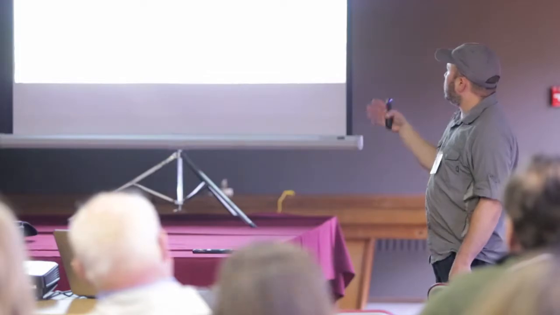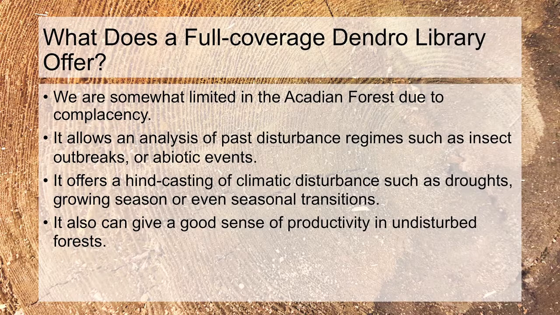But essentially, we're working towards this full spatial coverage, kind of tree ring library for the Maritimes. And once we kind of have something that's more complete, then we will be able to analyze that for past disturbances. We get hindcast, climatic disturbance. We can look at the productivity of the forest before disturbance really got involved there. So there's some really interesting questions that are in some of that analysis.